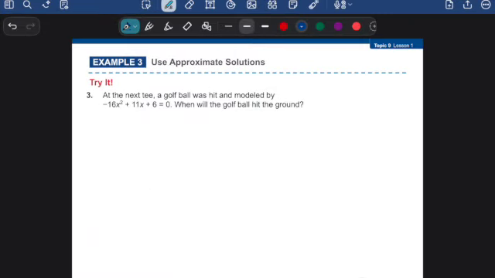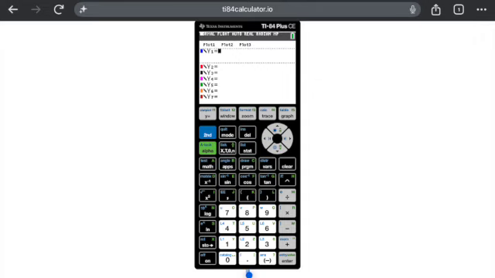Try it number 3. At the next tee, a golf ball was hit and modeled by this quadratic equation. When will the golf ball hit the ground? Let's go back to our graphing calculator. We're going to type this into y equals. So y equals, type in our equation, negative 16x squared plus 11x plus 6, and we're going to graph it. Okay, and now if you look, you can see it does not cross the first time through the origin. So it's not starting at 0, 0. Let's calculate how long it's in the air.